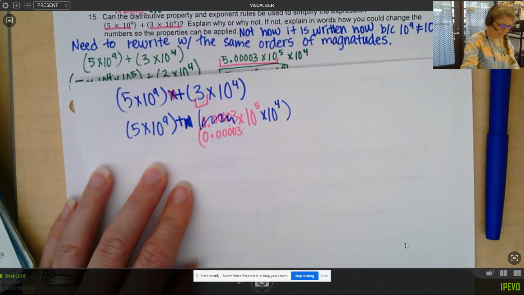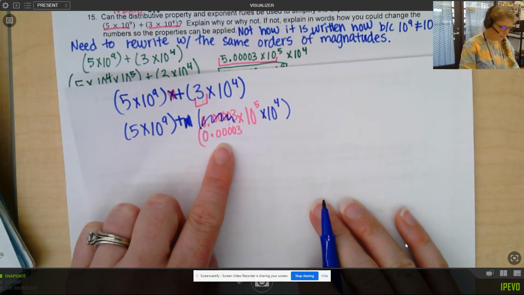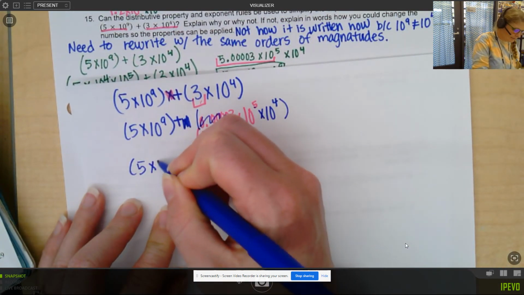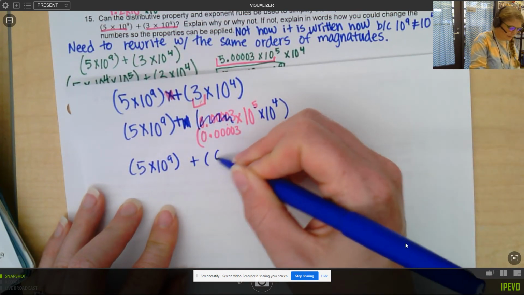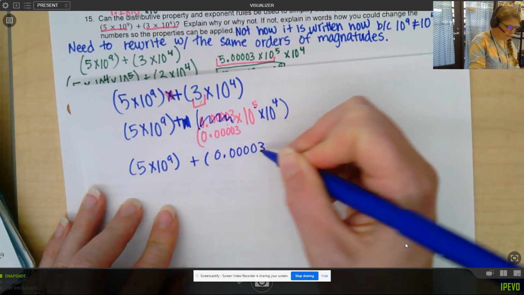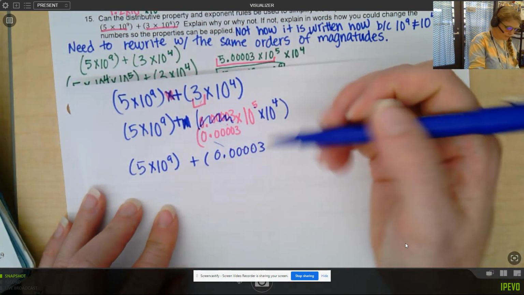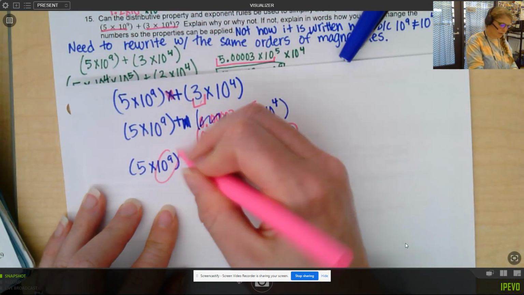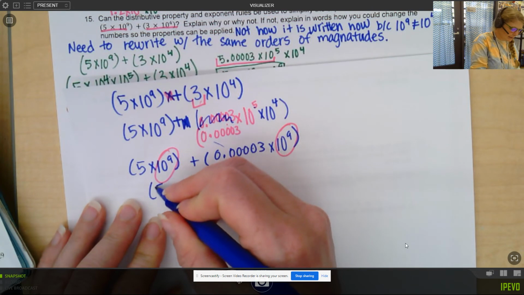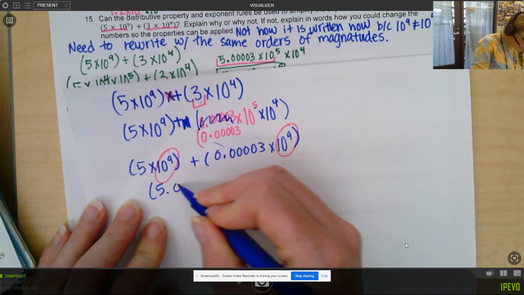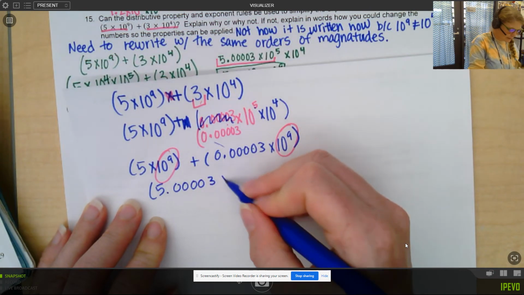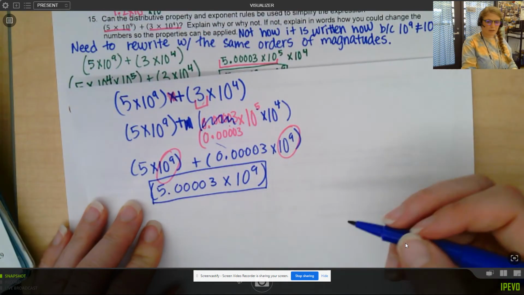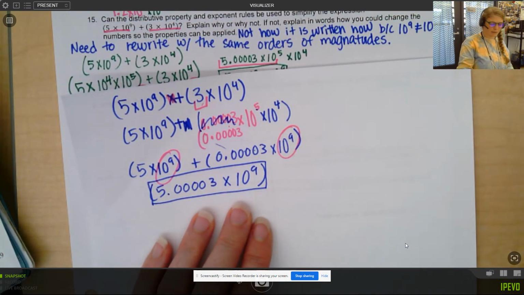I was fine. Okay. So from here, what we're going to do is say, okay, 5 plus 4 is 9. So we have 5 times 10 to the 9th plus 0.00003, so there's 4 zeros, 1, 2, 3, 4, times 10 to the 9th. Now you have the same order of magnitude, so we can rewrite this as 5.00003 times 10 to the 9th. And it's already written in scientific notation, so that's our final answer.